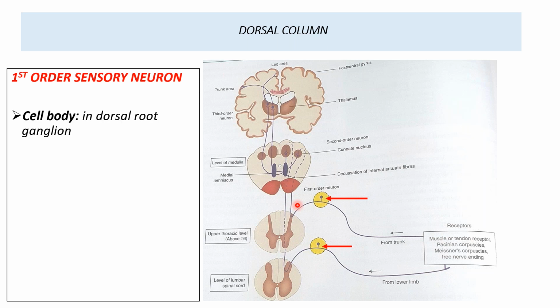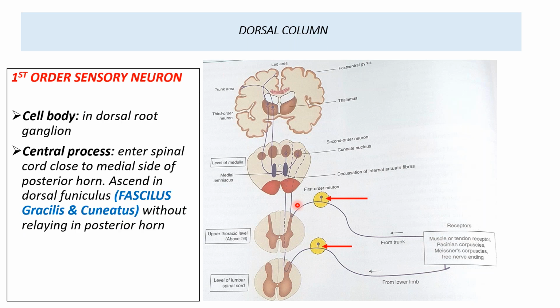So this is the first order neuron from the receptor level, with the cell body lying in the dorsal root ganglia. The peripheral process receives the impulses from the receptor, and the central process enters the spinal cord close to the medial side of the posterior horn and ascends in a fasciculus. These are the 2 fasciculi, fasciculus gracilis and fasciculus cuneatus. The lower fibers ascend more medially, and the higher fibers ascend more laterally, without relaying in the posterior horn, because they are sensory fibers traversing the posterior column.